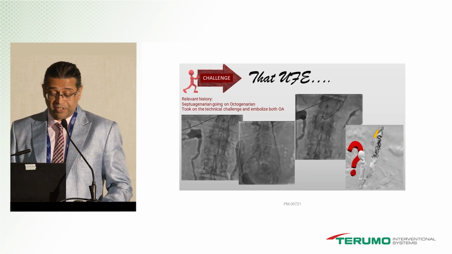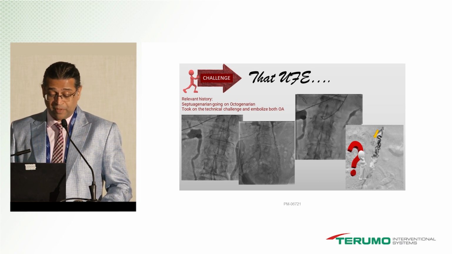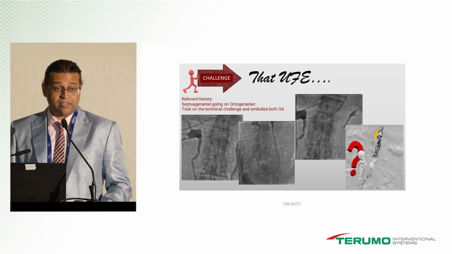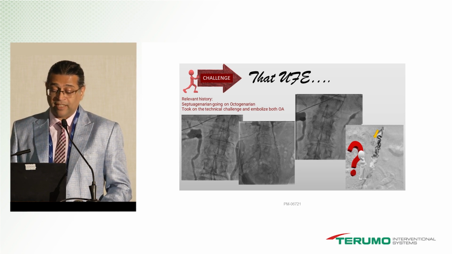One is relevant history. So she was older, almost 70 plus, very unusual for a UFI population. So I said, she's got severe symptoms, I need to do something for this patient. She doesn't really care about pregnancy or menopause and stuff like that. So I took on the technical challenge and decided to embolize both ovarian arteries.